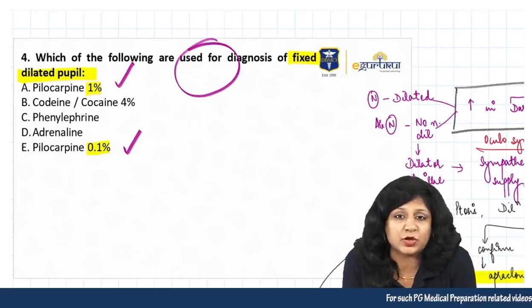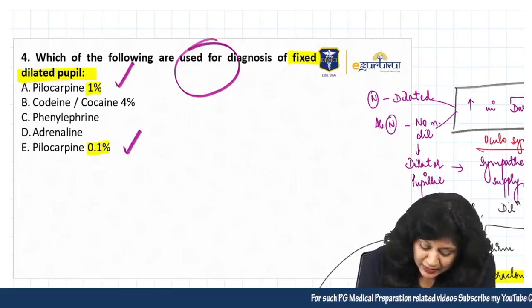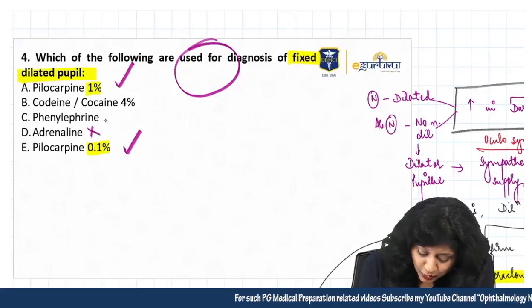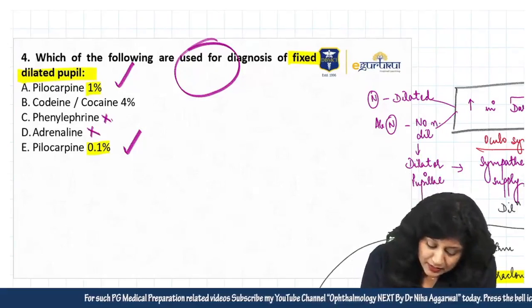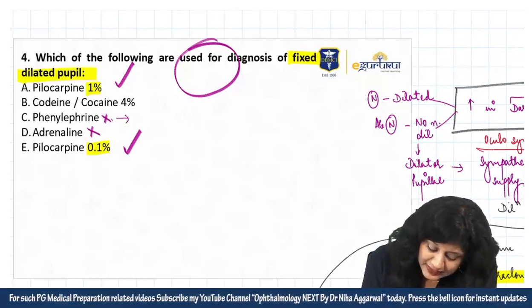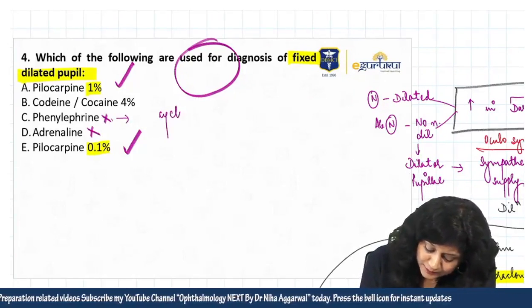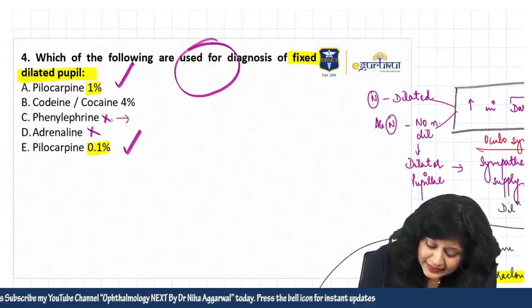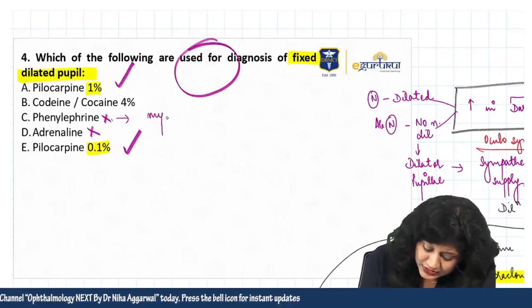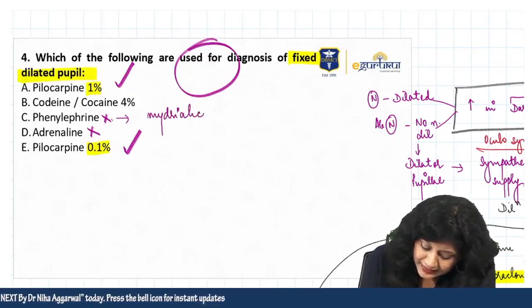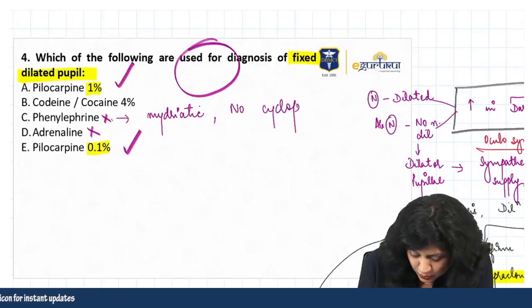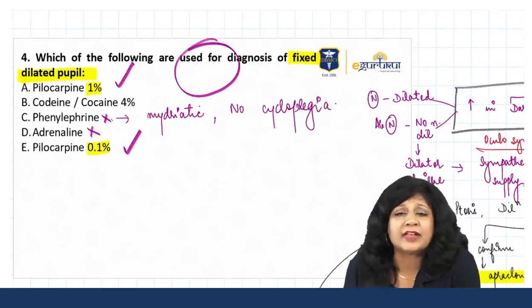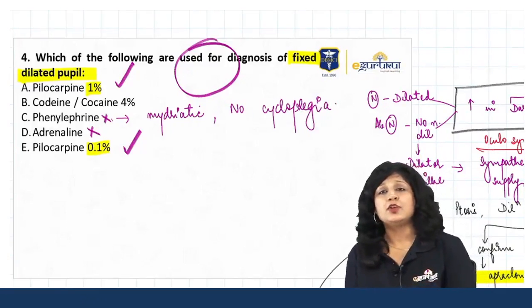But I will not use adrenaline or phenylephrine. Why should I use them? Because phenylephrine is just a mydriatic, and there is no cycloplegia here. So this is a mydriatic.